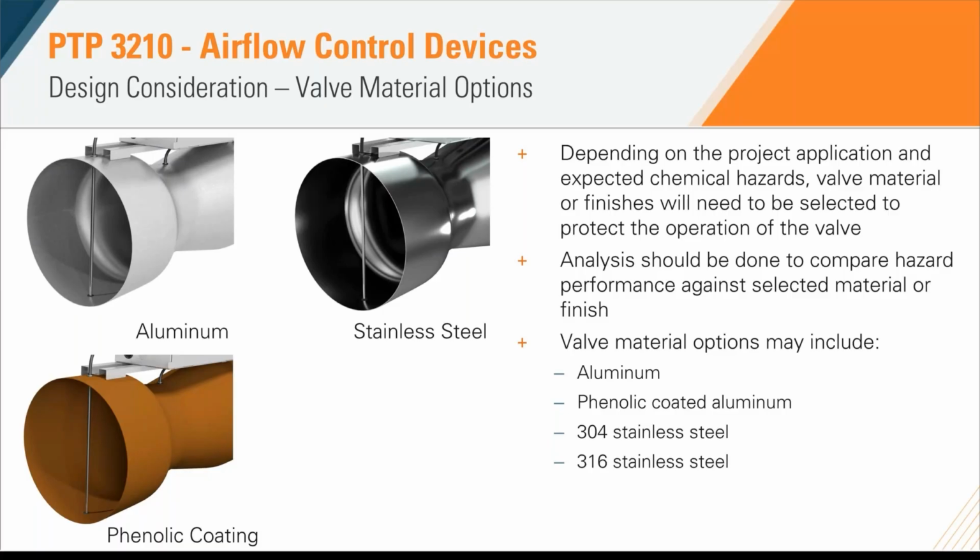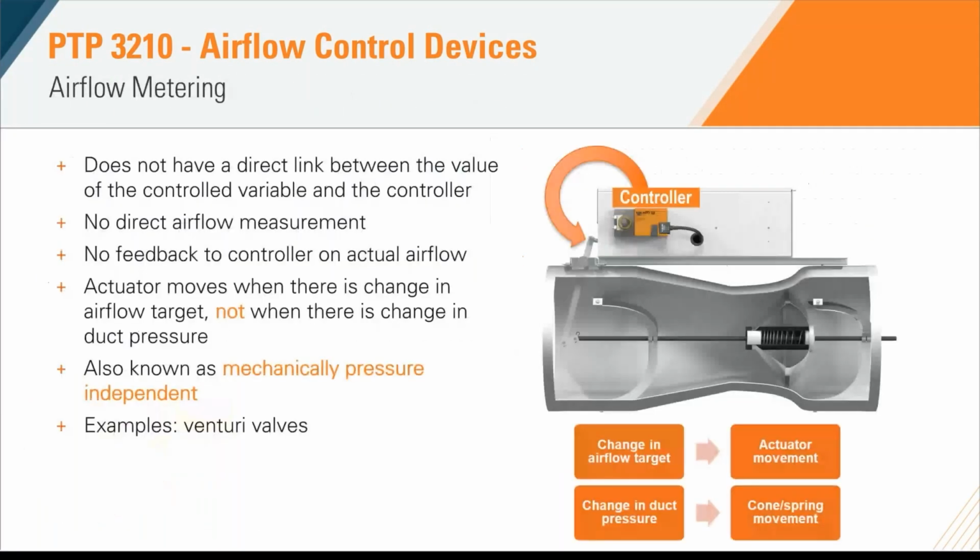So that covers everything regarding the airflow measuring technology. So now we're going to go back and cover the airflow metering technology. In functionality, what airflow metering means is there's no direct link between the value of our controlled variable and the controller. In this sense, the value of our controlled variable is airflow directly.